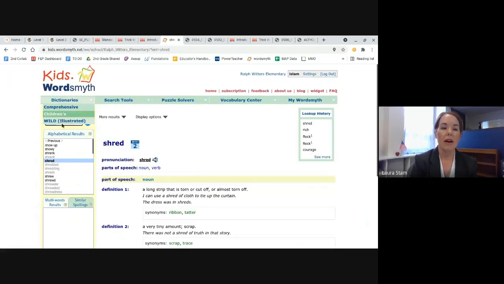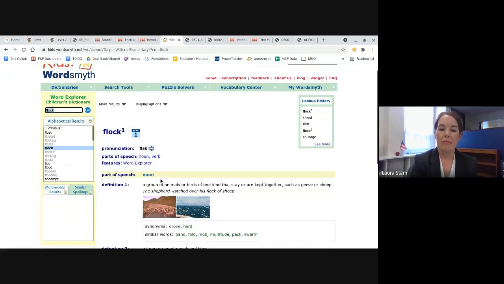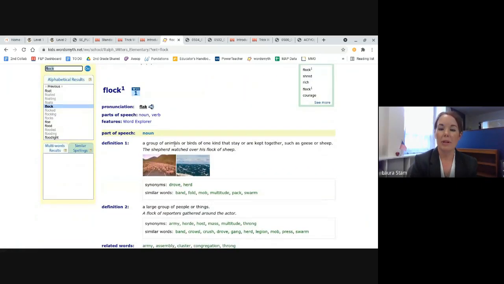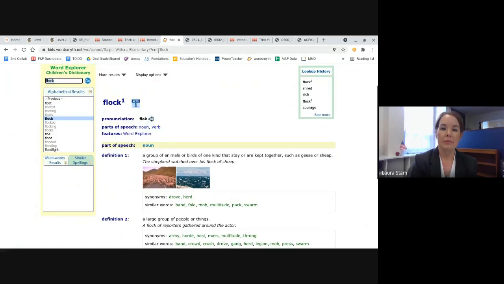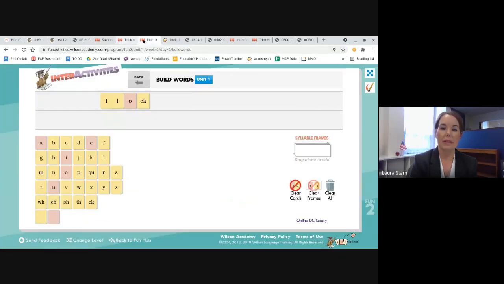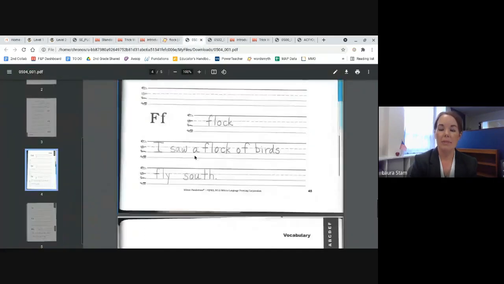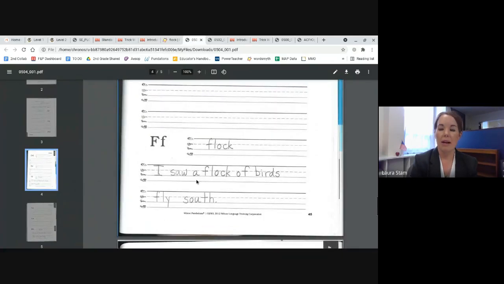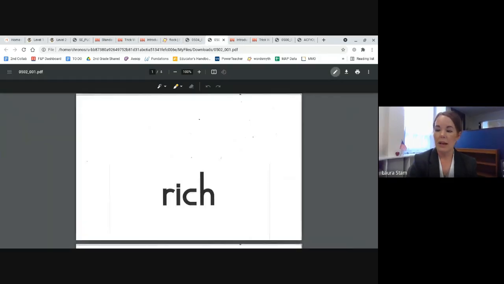All right, and remember, let's look up flock. Flock means a group of animals or birds of one kind that stay or are kept together, such as geese or sheep. So it's a group of animals of the same kind together. And the sentence we came up with was, I saw a flock of birds, and I added fly south. So let's quickly review these and then we will mark them. Okay, so repeat these after me.